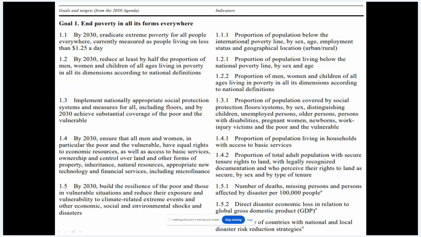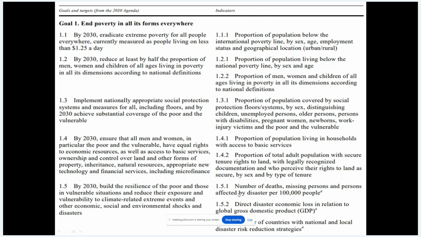If you see the indicators, then 1.1 is proportion of population below the international poverty line by sex, age, employment status, and geographical location. So if you start following or monitoring this, you can know where we are placed after passing 1 year, another year. If you have some indicator, then only it will be possible to demonstrate that there is some improvement. If we do not have an indicator, how do we measure that?